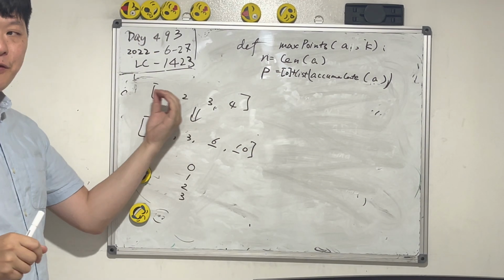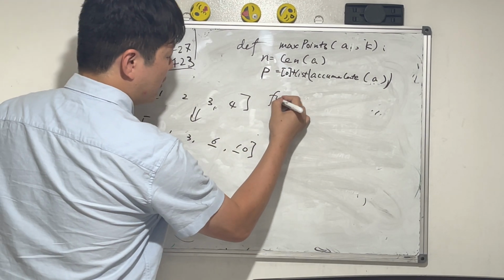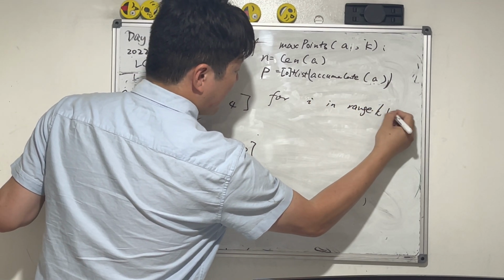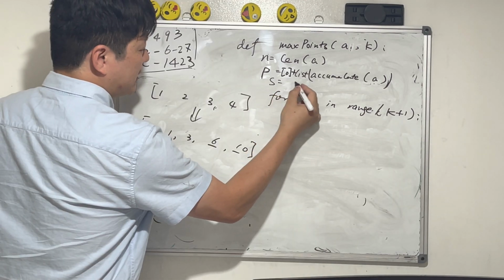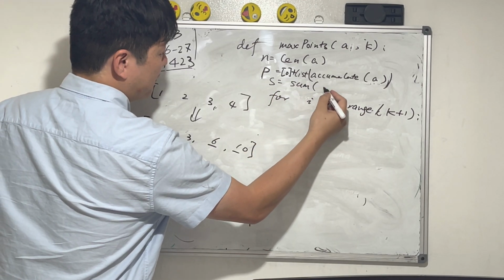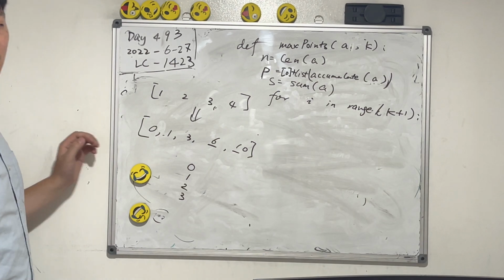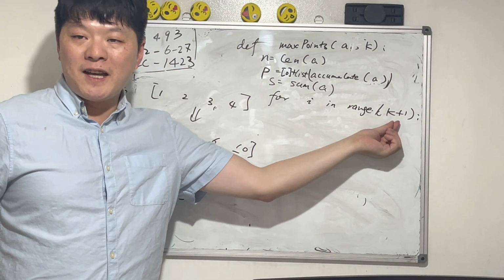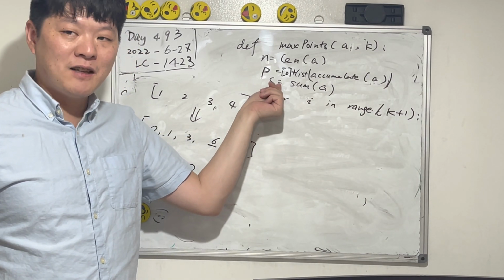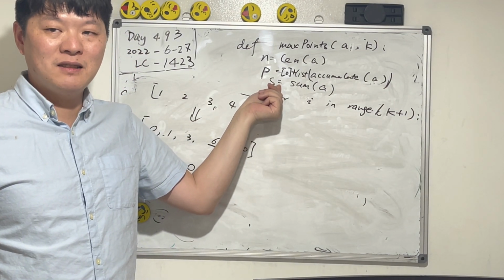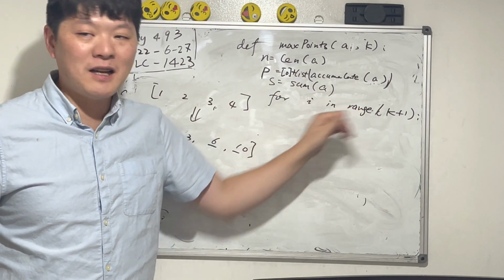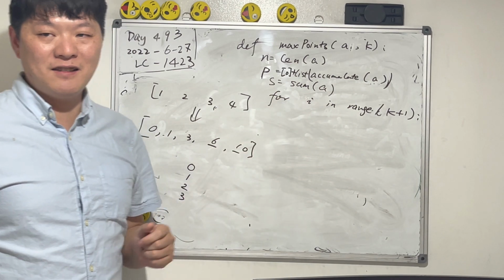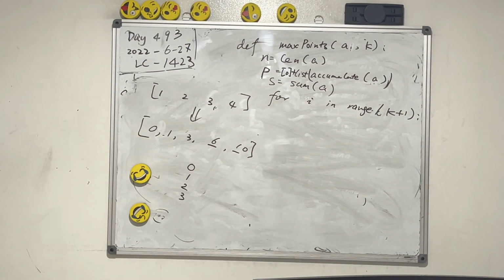we need to brute force all these k plus 1 choices. For i in range k plus 1, right? We need to do this sum as well. Sum of everything, sum of A. That's going to take O(n) time. We iterate k times here, but the sum takes O(n) time. So the time complexity is O(n), because k is smaller than n.